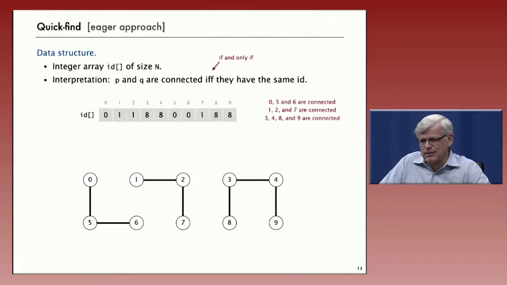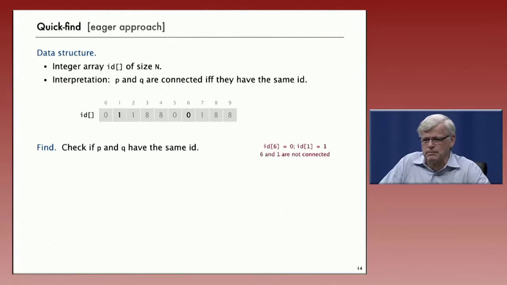Clearly that's going to support a quick implementation of the find operation. We just check the array entries to see if they're equal, that is, check if P and Q have the same ID. So 6 and 1 have different IDs: 1 has ID 1, 6 has ID 0. They're not in the same connected component.